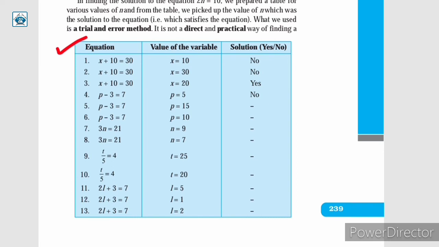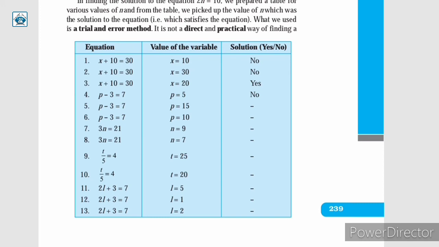In this table, we are given the equation, the value of the variable in the equation, and we are asked whether this is a solution to the equation or not. So we only have to say yes or no. So how do we find out whether the given value of the variable is a solution of the equation or not?